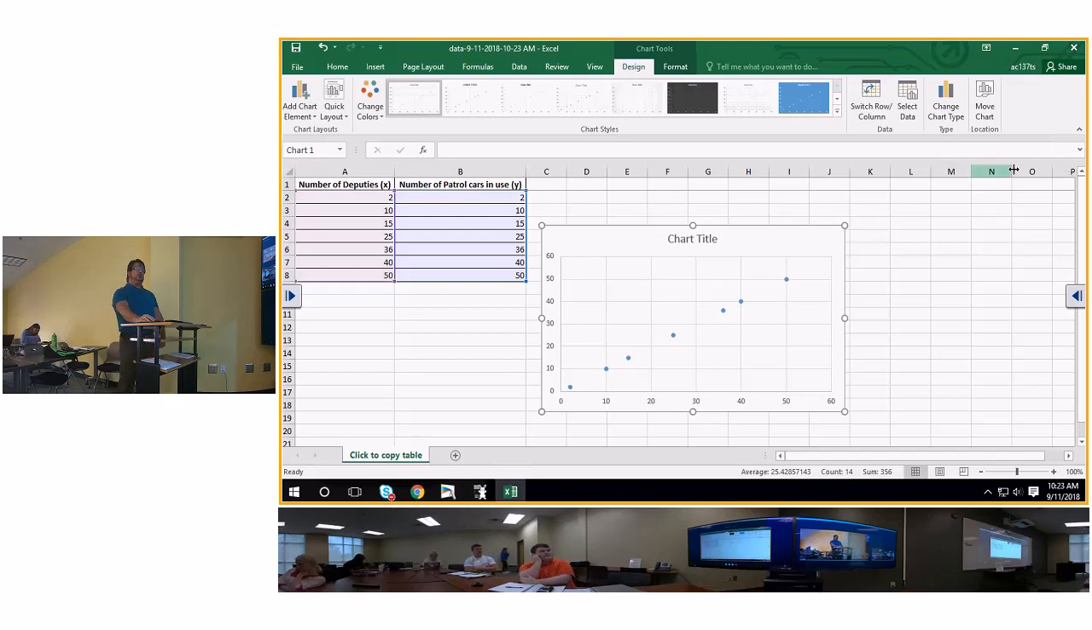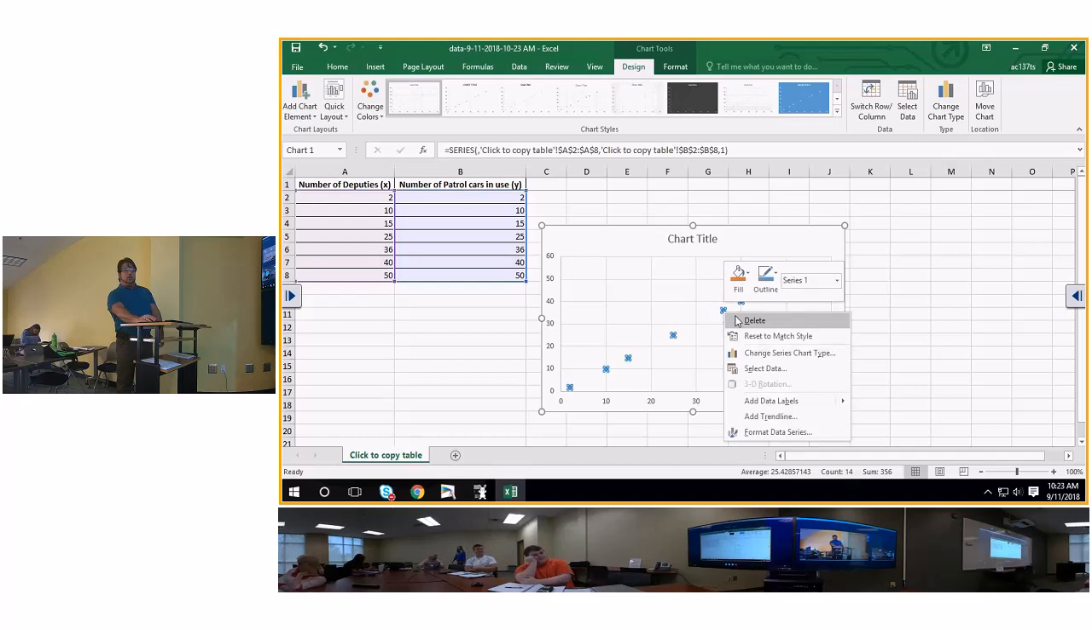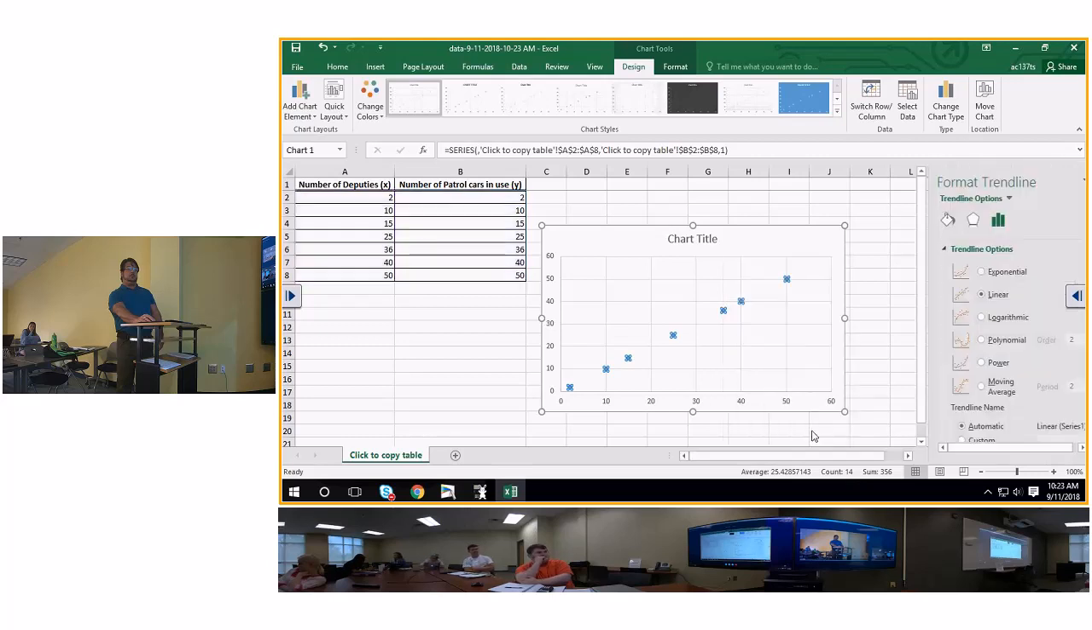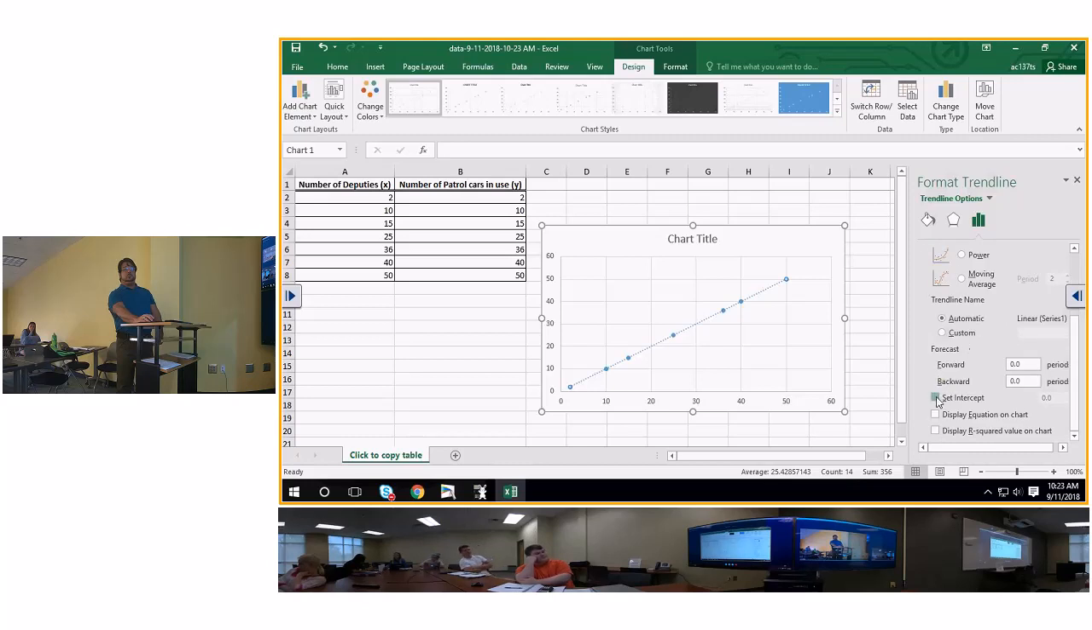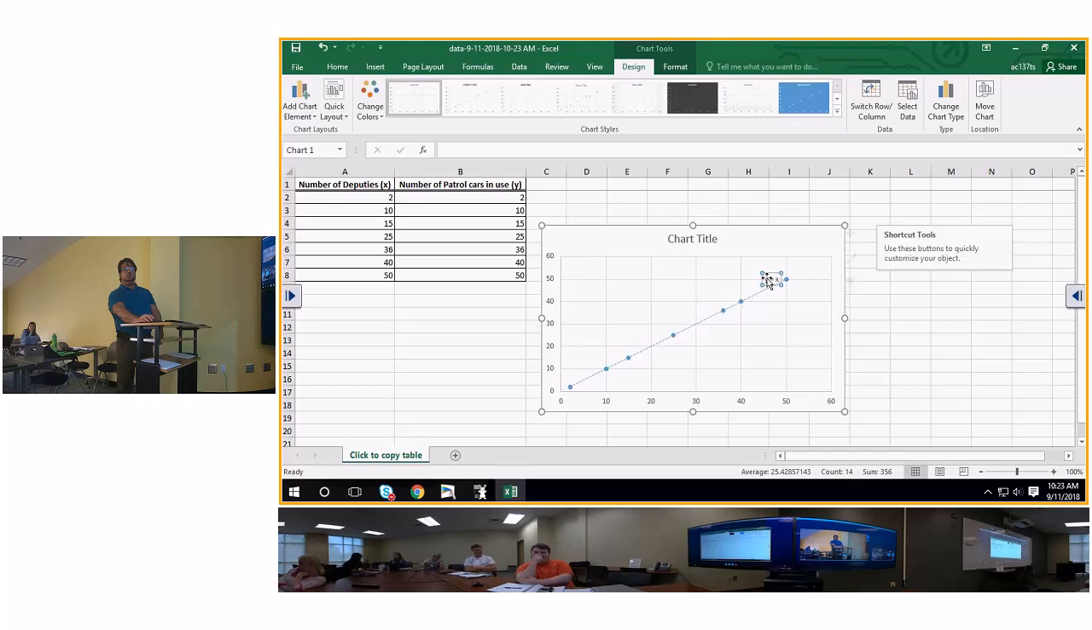You can actually go here. I'll show you a trick I learned in the war. Go here, and you can add data tables. You can add data labels. You can add a trend line. There we go. And go down, set intercept, display equation, and look at that. It's a miracle. Y is equal to X.